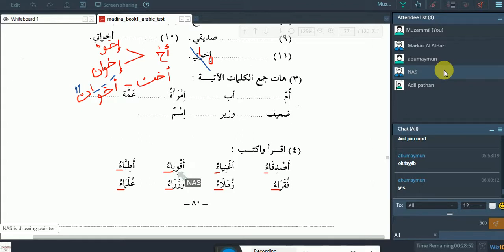So, what's the mufrad of أغنياء? غني. And أقوياء. قوي. بارك الله فيكم. Abu Maimun, this is for you. فقراء. So the mufrad. فقير. أحسنت. And زملاء. زميل. صحيح. وزراء. You got it?